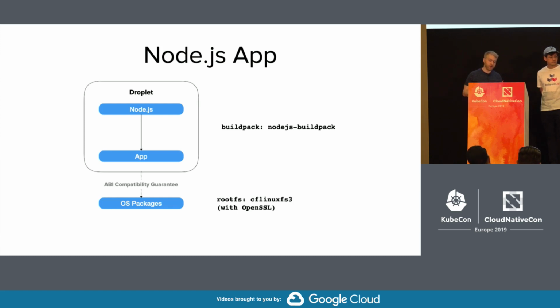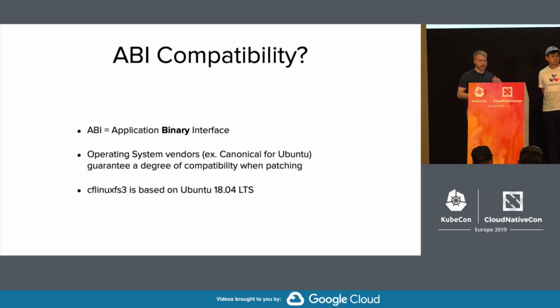The base image packages just get ABI compatible security updates, and if you're curious what that means, ABI compatibility is a strong guarantee at the binary level that when Canonical or Red Hat or your operating system vendor, whoever they are, patch operating system packages, they really try not to break compatibility, so that you have a relatively strong guarantee that things don't break.